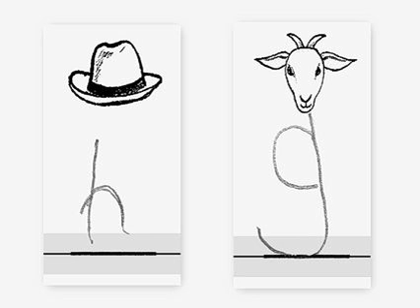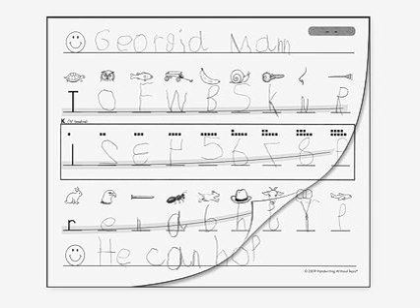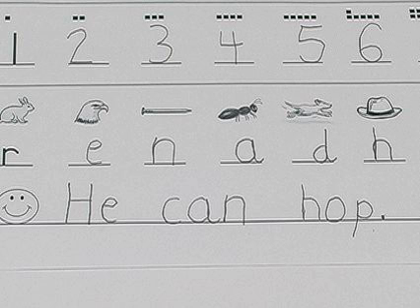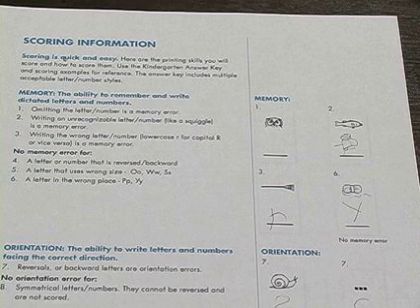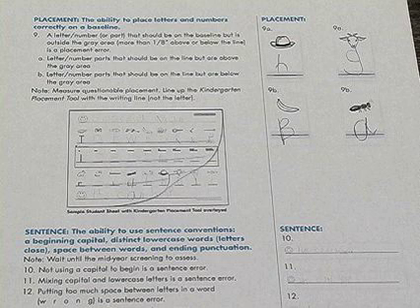Placement is the ability to place letters and numbers correctly on a baseline. A placement error occurs when the base of the letter is too far above or below the baseline. Use the grade-specific placement tool to measure placement. Sentence skills demonstrate the ability to use capitalization, punctuation, and spacing appropriately. Students need to use a beginning capital, lowercase letter and words, ending punctuation, and correct spacing between letters and words. Follow the instructions in the scoring packet to mark student errors in memory, orientation, placement, and sentence skills.